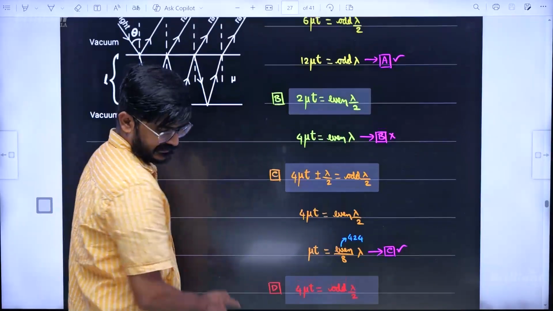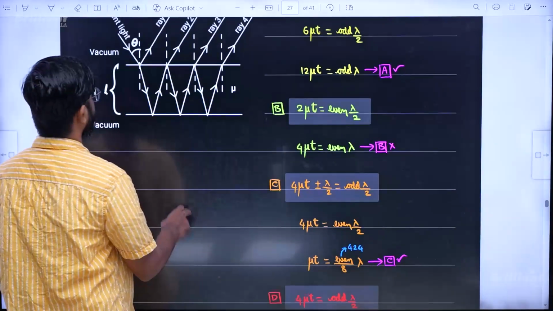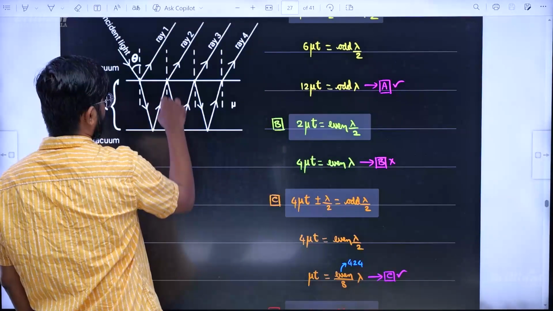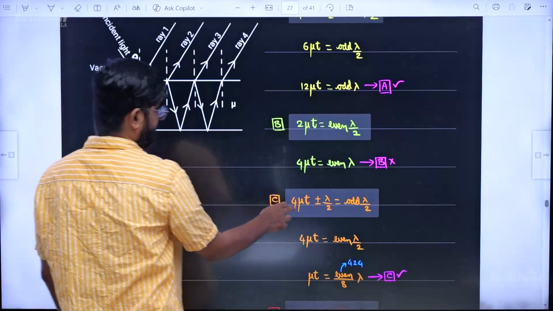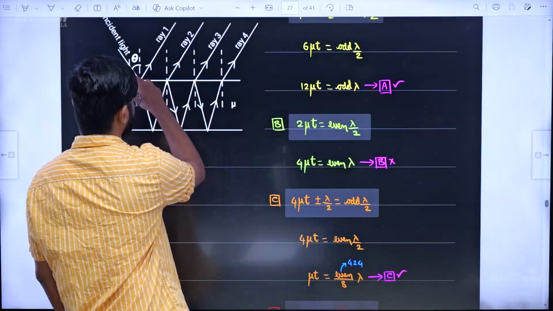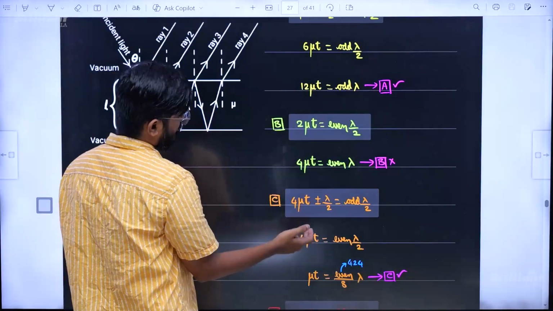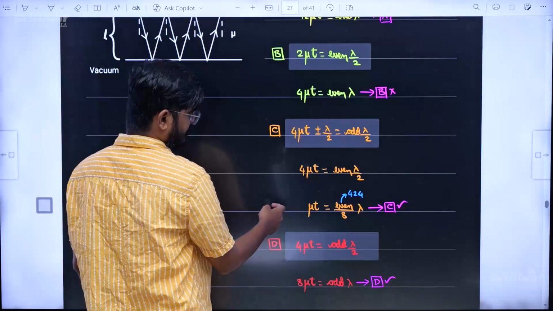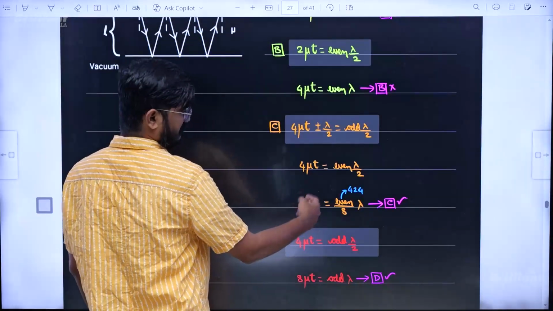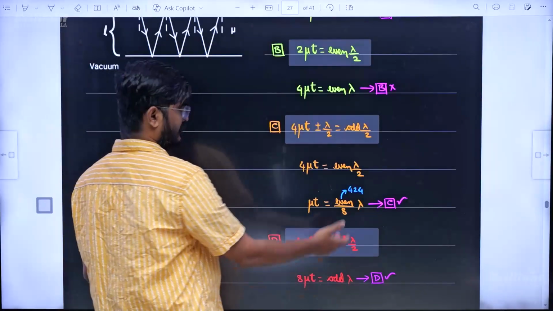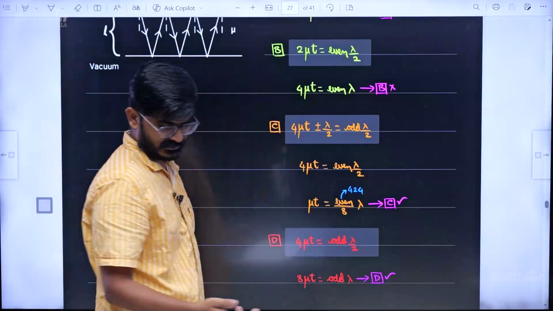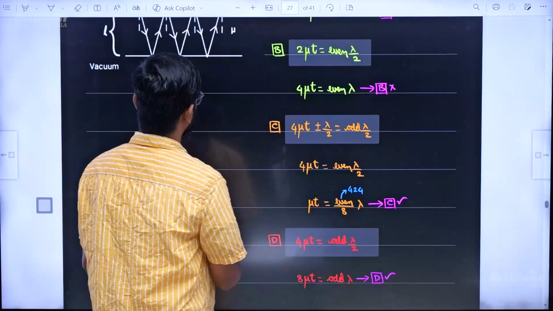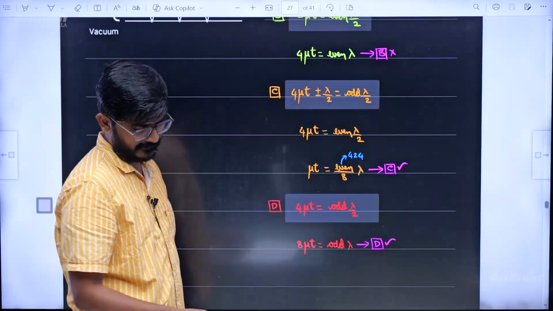So similarly, in the third case, they were talking about 1 and 3. For 1, we will be considering that extra phase difference here, 1 and 3. So there will be 4 mu t and extra phase difference pi converted to path difference lambda by 2. That should be equal to odd lambda by 2, which turns out to be this much, which makes option C correct. You should understand, if this is 424, 424 by 8 will be equal to 53 lambda. So option C can happen.